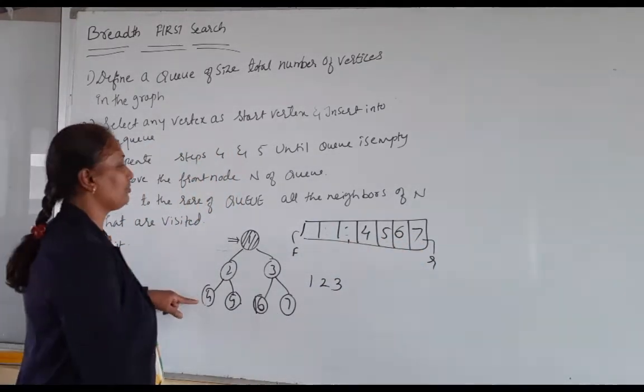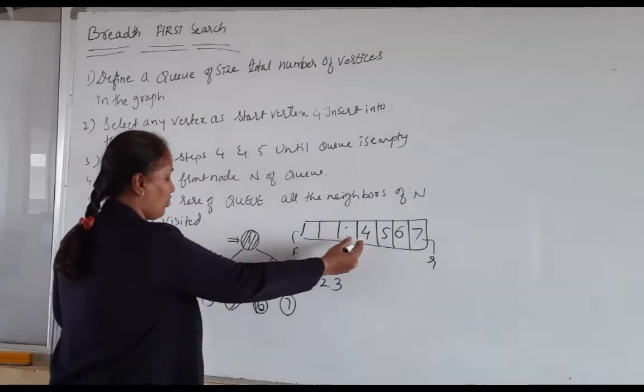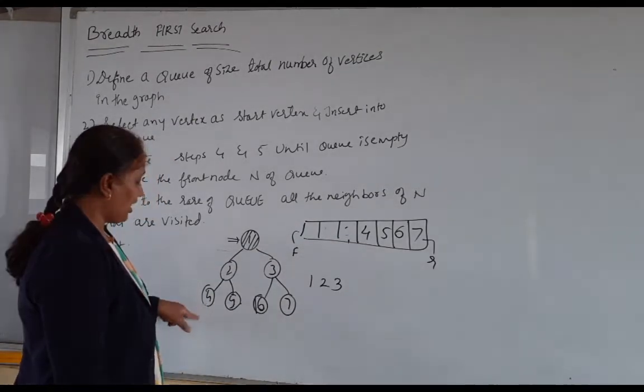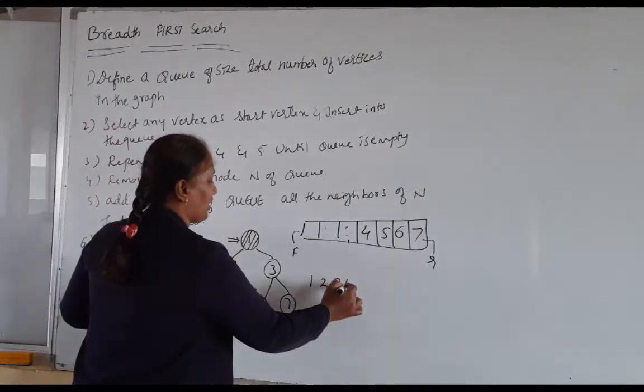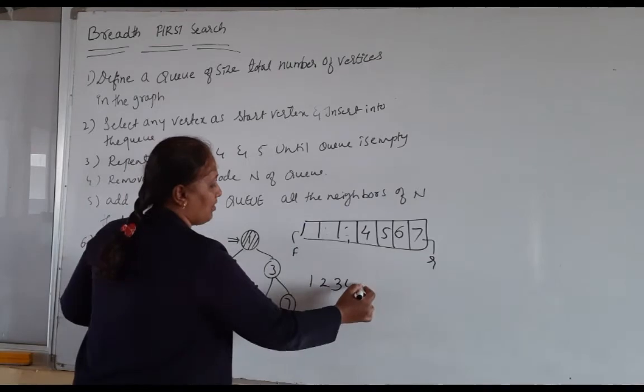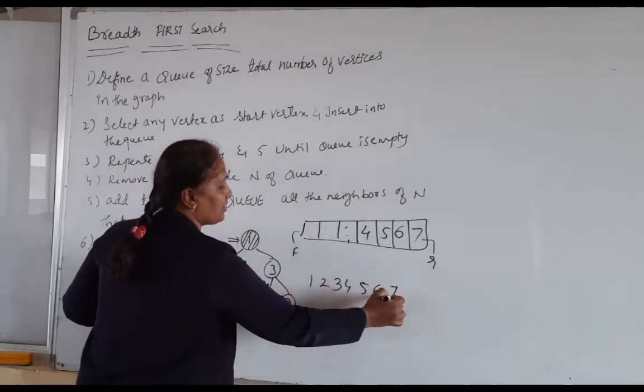Next, after that, what is there at the front of the queue? It is 4. Does 4 have any neighbors? No, it doesn't have any neighbors. So I am going to delete that from the queue. Next, 5. Next, 6. There are no neighbors. Next, 7.